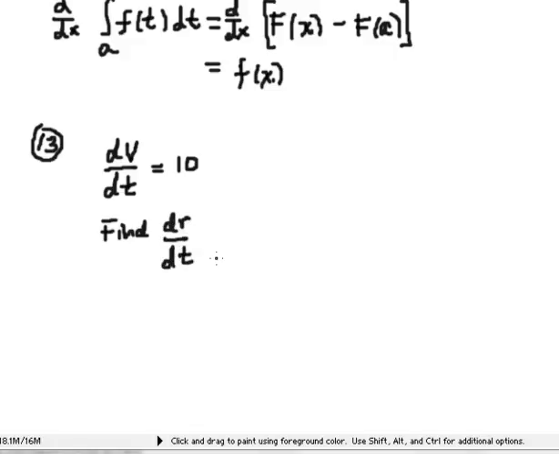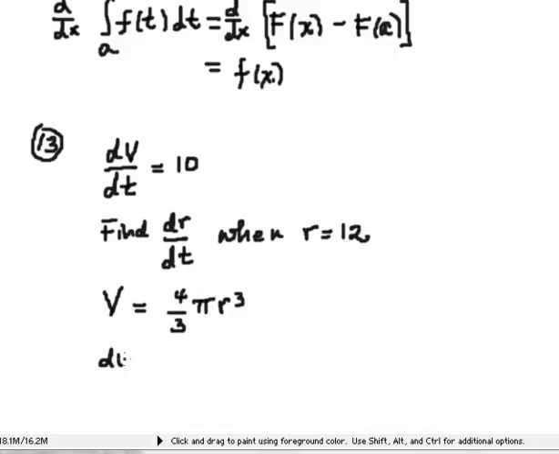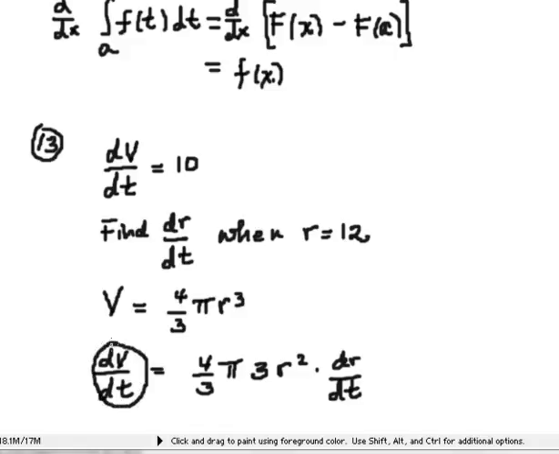when r is equal to 12. Okay, and we're given the volume of a spherical balloon is 4/3 pi r cubed. Okay, so what we do here is we differentiate both sides with respect to t. It's 4 pi r squared times dr/dt. And we know that dV/dt is 10. This is 10.